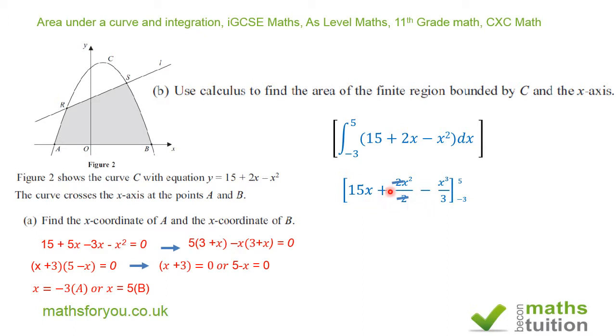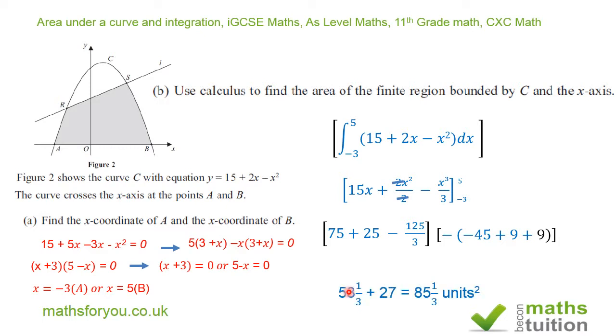Now I'm going to substitute these values of 5 and minus 3 into this expression within the bracket there. So now I have, for the first section with 5, I get 75 plus 25 minus 125 over 3, minus what I get when I substitute with minus 3, and that's that one there. And when I combine both sections, I end up with 58 and 1/3 plus 27, and that will give us 85 and 1/3 units squared. And that is the area, the whole area under this curve, the whole thing. Okay, so that makes sense.